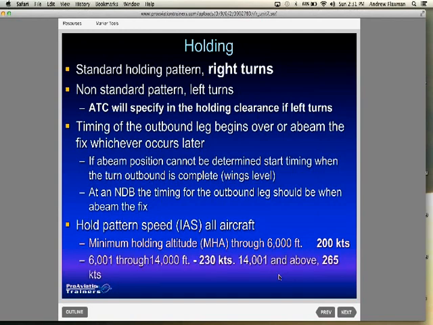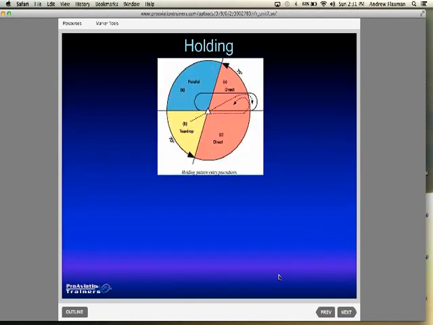All right, so your maximum speed from minimum holding altitude to 6,000 feet is 200 knots. 6,001 feet to 14,000, you have a max speed of 230 knots. And from 14,001 feet and above, a maximum holding speed of 265 knots. That's fast. You really don't want to be flying faster than that anyway. How are you with these?